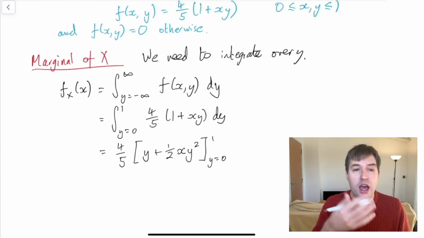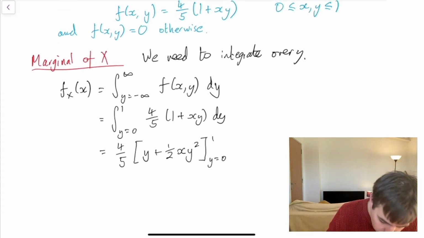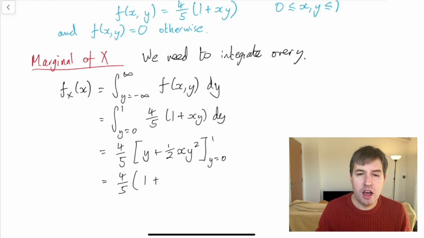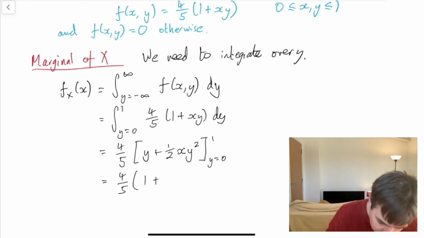So if we evaluate that expression at y equals 1, then y is 1. A half x y squared, that's a half times x times 1 squared, which is a half x.